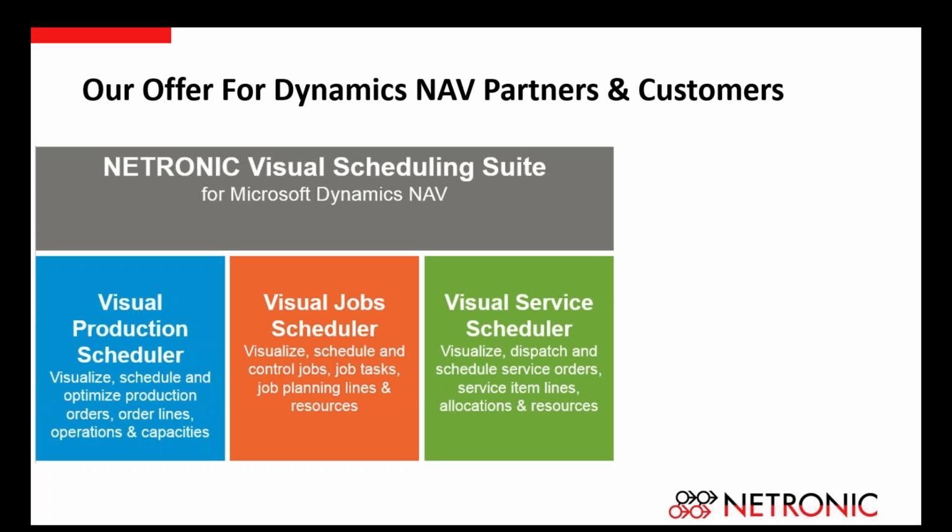We have the Visual Jobs Scheduler, which looks at your job cards in NAV, your job tasks, and then your underlying job planning lines and resource allocations. And finally, going by the timeline in which they were created, the youngest of this family is the Visual Service Scheduler. There you're looking at a visual dispatch board where you can see your service orders, service item lines, allocations, and resources. So we're going to see all 3 of these in the demo today.